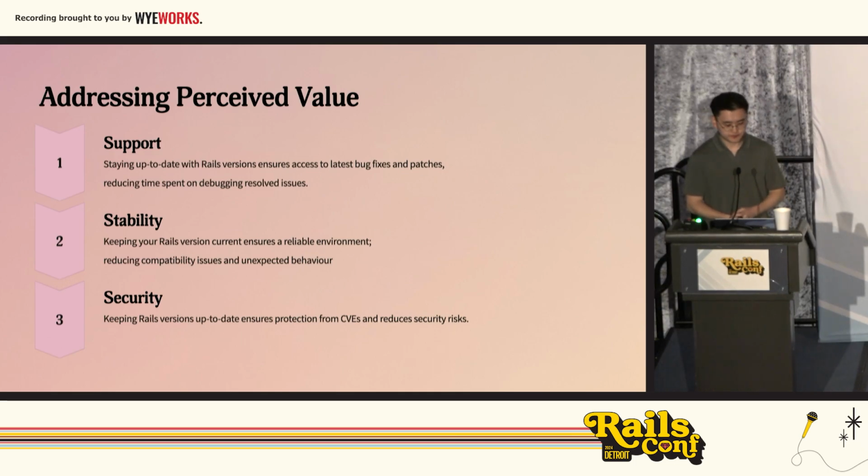Secondly, stability. An outdated Rails version could lead to compatibility issues with new features, dependencies, or cause unexpected behavior due to deprecated logic. By keeping your Rails version current, you ensure a stable, consistent, and dependable platform for your application to run on.